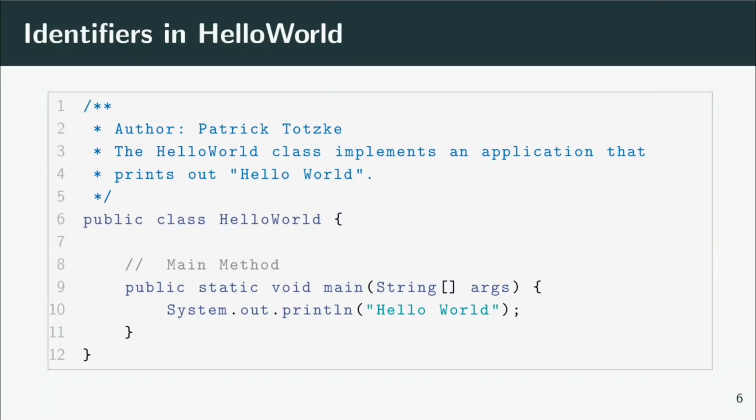This is the Hello World program that we've seen in the previous video, and these are all the identifiers used in this source code. And as you can see, they all adhere to the previous definition. Notice here that System.out.println is not a single identifier, but instead we have three of them separated by dots. System is one identifier, out is another one, and println is the third one.